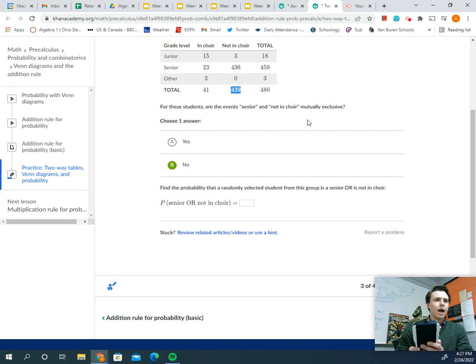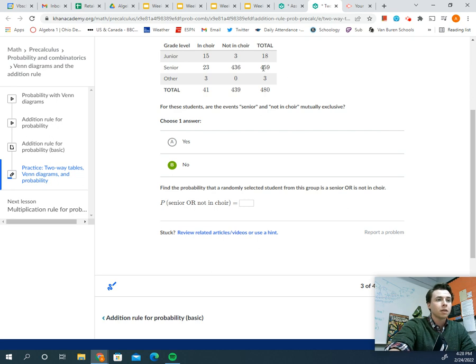Well, if we do that, and I'm going to go ahead and do that, I would get a grand total of 898 students that are not in choir or seniors. Well, wait a minute. Our grand total of students is only 480. That doesn't make sense. It's because when they're not mutually exclusive, you don't just add together the number of seniors and the number not in choir, but you have to take away the number that are in both because they get double counted when we just add them together.